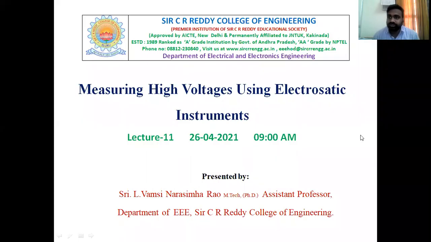Right, in today's class, we are discussing the measuring of high voltage using electrostatic instruments. First, we have to differentiate the difference between electrostatic instruments and PMMC instruments and MI instruments. The main discussion is with respect to operating principle.